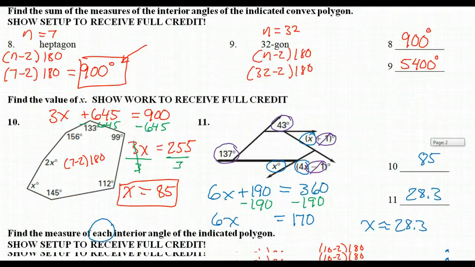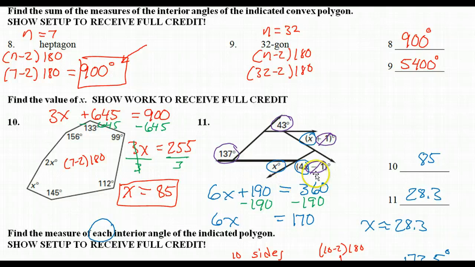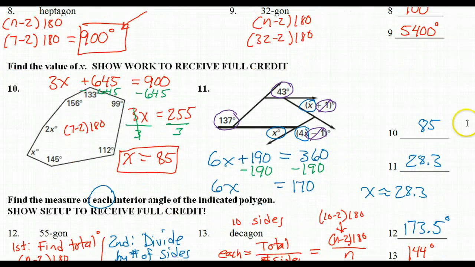Finally, please remember that exterior angles always add up to 360. So I will not do n minus 2 times 180. For exterior angles, I will add them all up and set them equal to 360 instead of using n minus 2 times 180 to find the total. Here endeth the lesson.